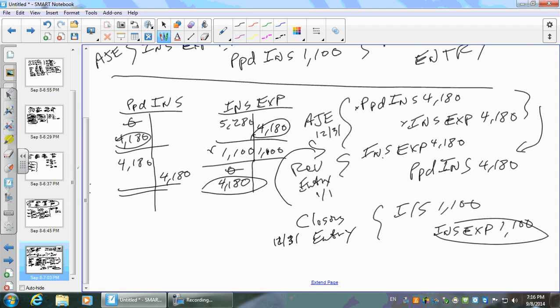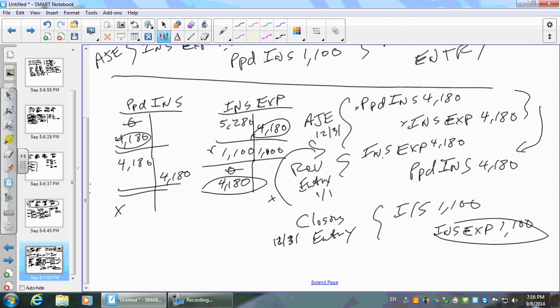So what will I have to do then at the end of the next year? Or if I'm doing monthly statements, at the end of the next month? What am I going to have to do? I'm going to have to adjust again, and what I'd have to do is adjust this $4,180 to what? However much I used, so I'll credit this. What will I debit? Prepaid insurance for the amount I haven't used. And my financial statements will be fine.